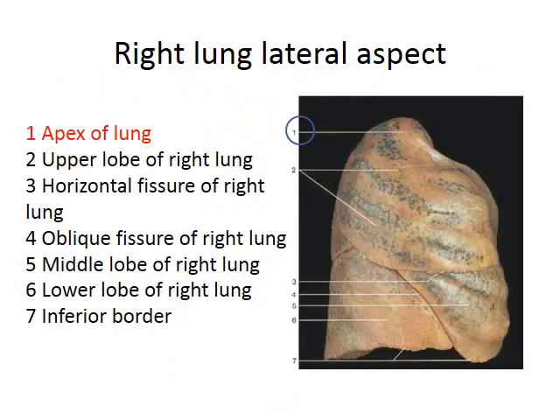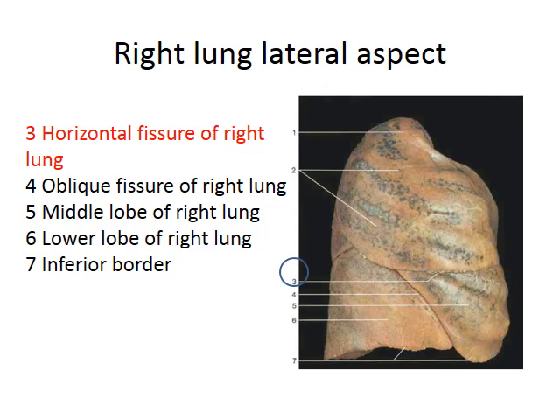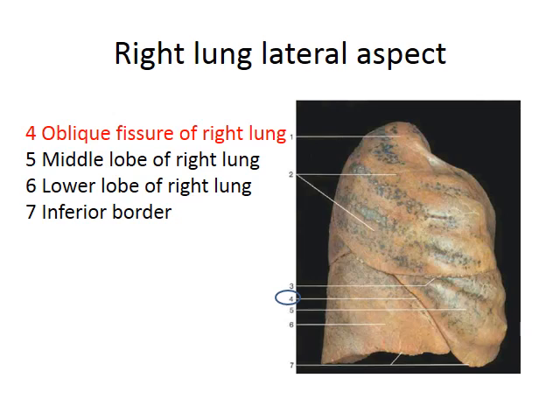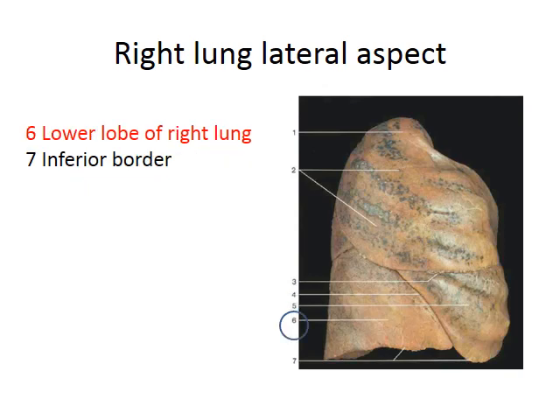So this is the lateral aspect of the right lung. One is apex of the lung. Two, upper lobes of right lung. 3, horizontal fissure of the right lung. 4, oblique fissure of the right lung. 5, middle lobe of right lung. 6, lower lobe of right lung. And 7 is inferior border of right lung.